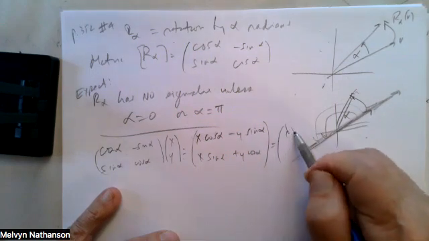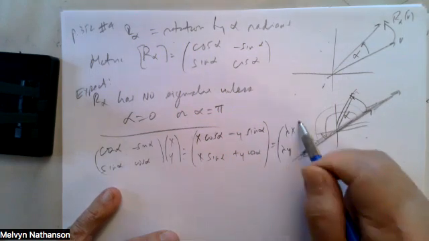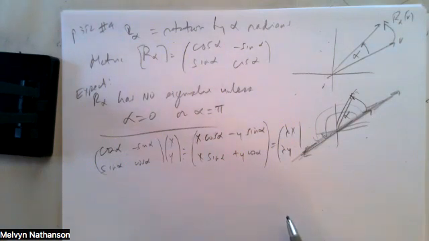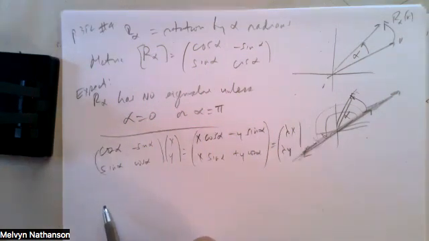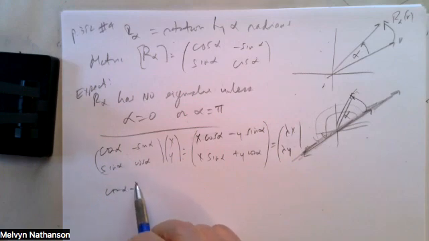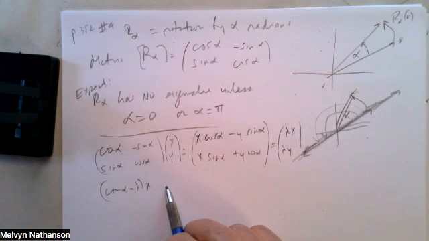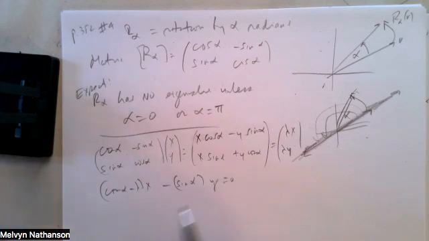And when is that going to be equal to lambda x, lambda y? When do we have an eigenvector with eigenvalue lambda? So this corresponds to the equations cosine alpha minus lambda x minus sine alpha times y equals 0.